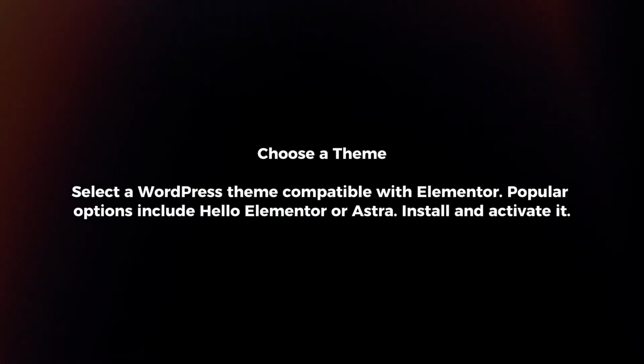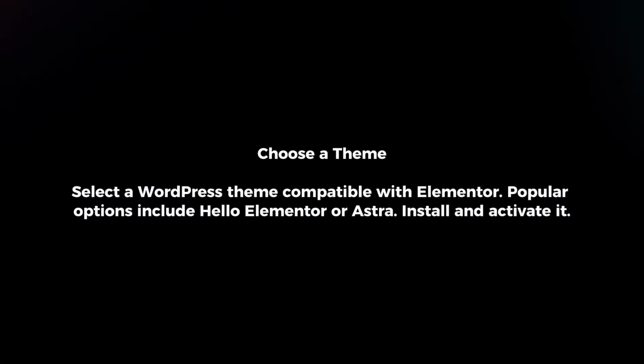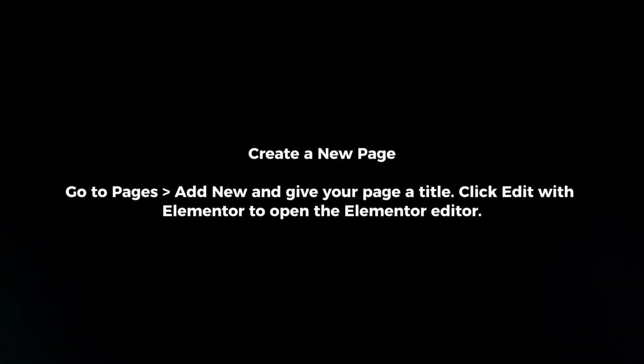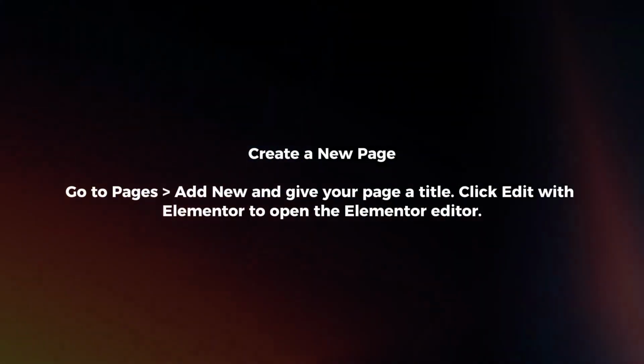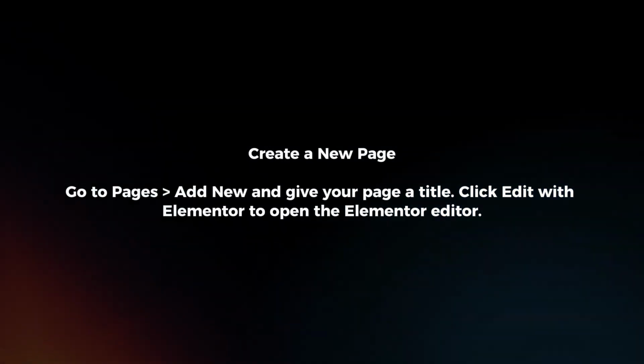Choose a theme. Select a WordPress theme compatible with Elementor. Popular options include Hello Elementor or Astra. Install and activate it. Create a new page. Go to Pages, Add New and give your page a title. Click Edit with Elementor to open the Elementor editor.